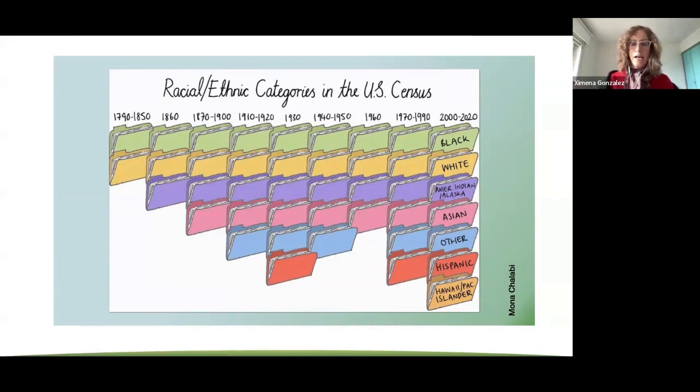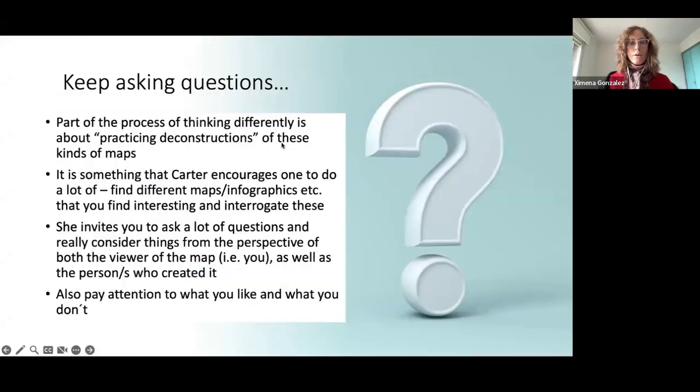Are there any views? I think we'll almost take a quick stop just to get the sense of the room. But I think what really is important in terms of thinking differently about using your data is this process of practicing deconstruction.